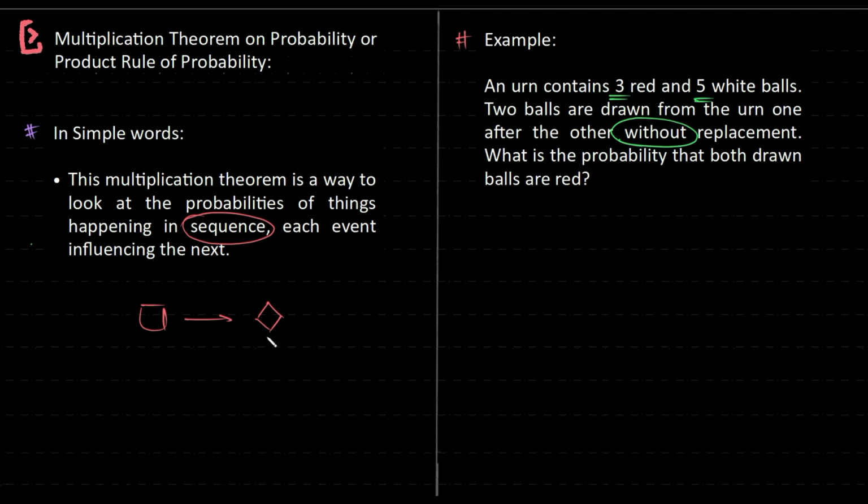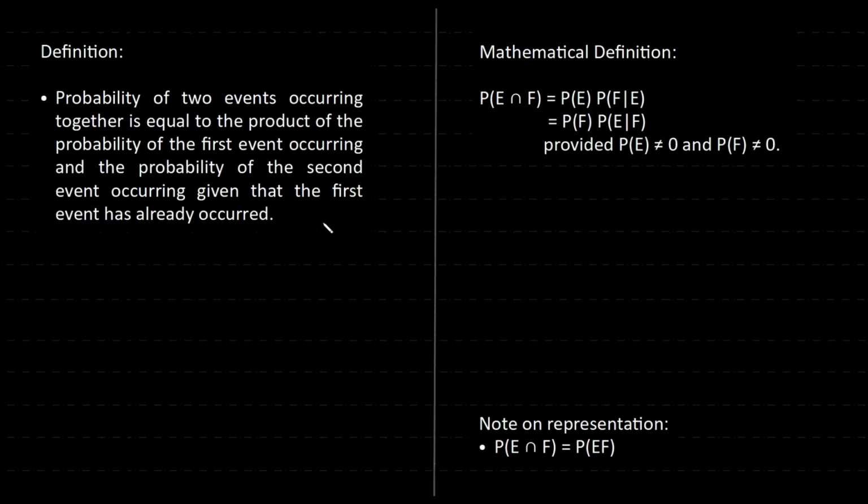So to mathematically define this, we use the product rule of probability. The definition is such: the probability of two events occurring together is equal to the product of the probability of the first event occurring and the probability of the second event occurring given the first event has already occurred. Mathematically, if you look at it, you will understand the formula. We're looking at E and F happening, right? That is equal to probability of E into probability of F given E.